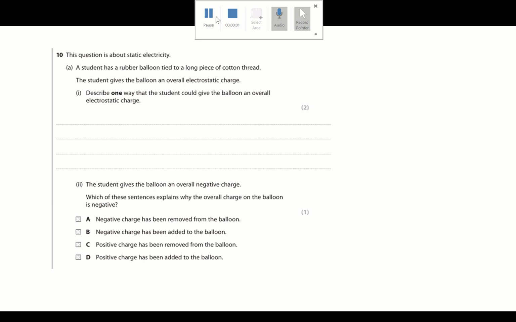Okay, last question, question 10, electrostatics. So key topic there for our triple science. You're pretty guaranteed to get one of these because it's that focus on what is triple science. So, a question about static electricity.